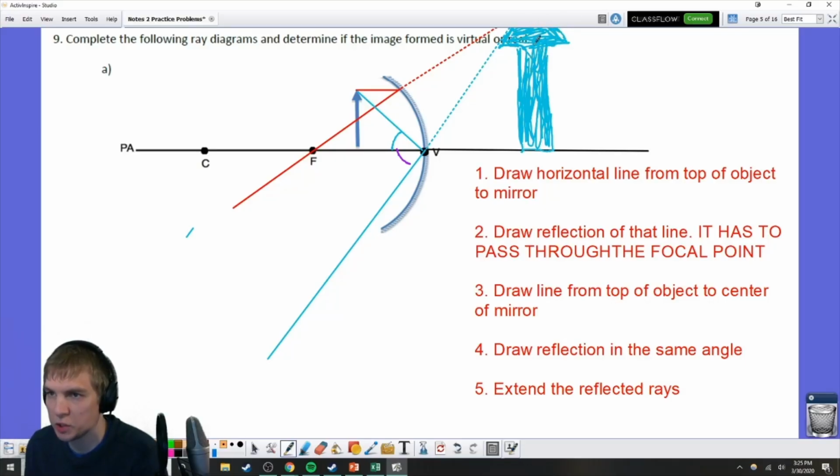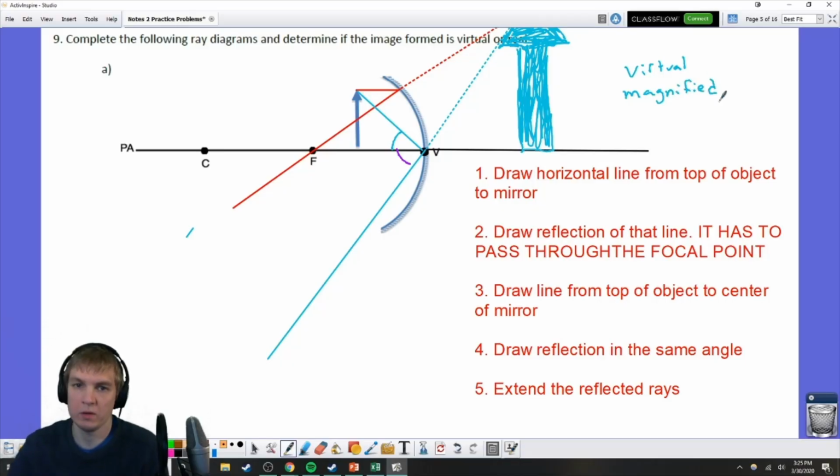So to answer the question, is this a virtual or real image? Well, in this case, this is a virtual image. And is it magnified or reduced? Well, it got bigger, so we know it's magnified. All right, that was number 9A.